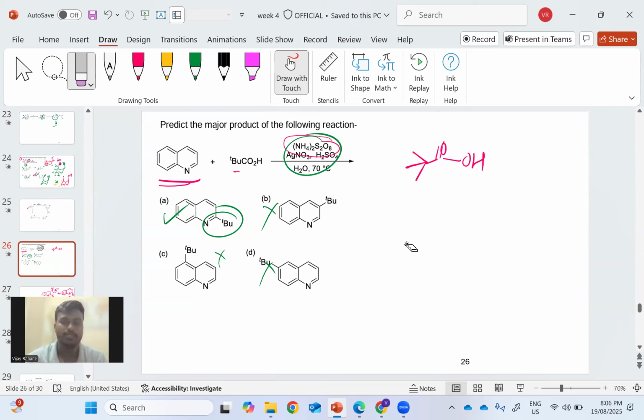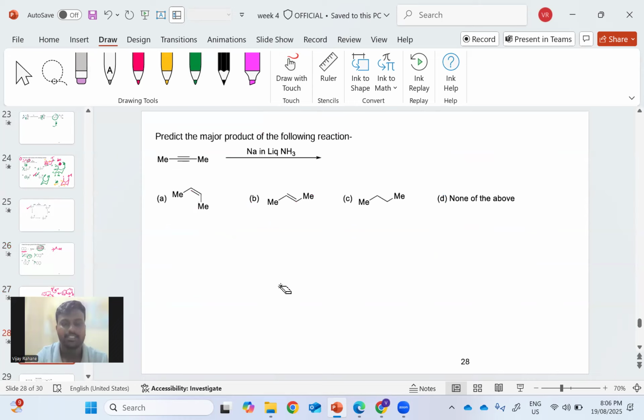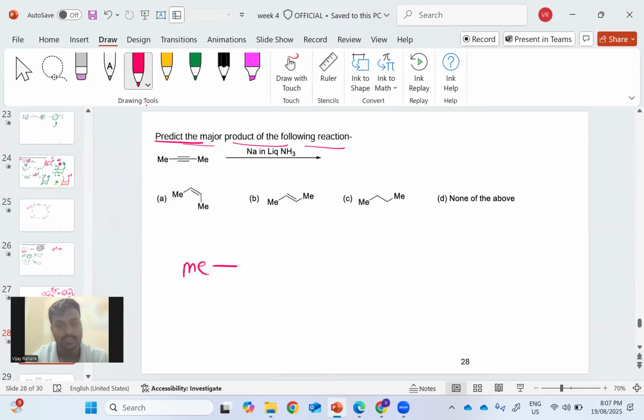All right, any doubt up to here? Or I have some more two, three questions, which are based on the Birch type of reaction. So in this case, I will just show this question. In this particular question, predict the major product formed in the following reaction, and you have given this methyl, and there is a triple bond for the methyl, and given sodium in NH3.